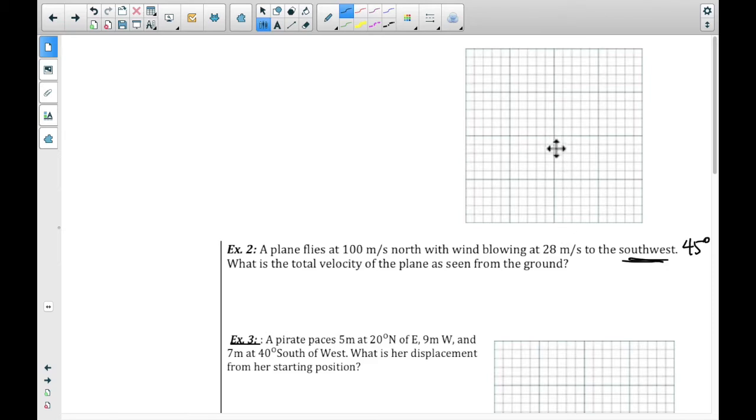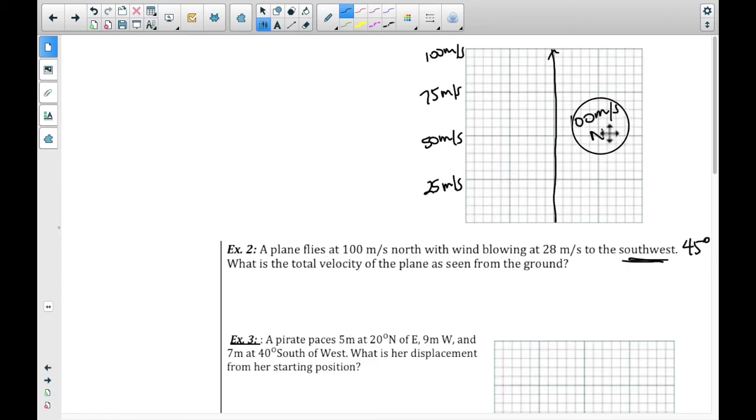All right, we need to think about how to set this up. I might make my increments here, 25, 50, 75, 100. So I've got my full vector there at 100 meters per second north. Notice this is velocity. It's meters per second. It's not distance. So yes, it's an arrow, and sometimes in our brains we think that these represent distance. It doesn't. It represents velocity. It's velocity going that direction. We can represent that with an arrow, with a vector.